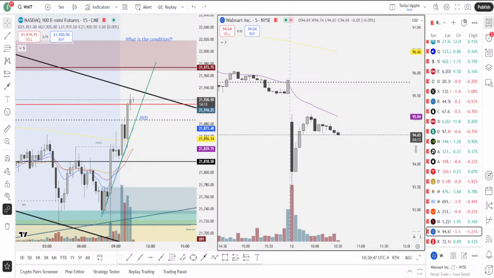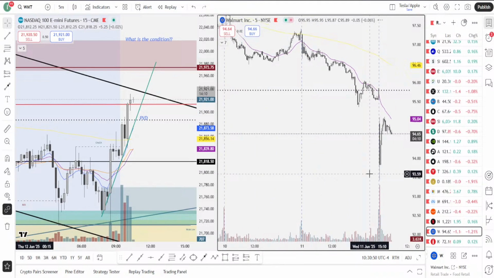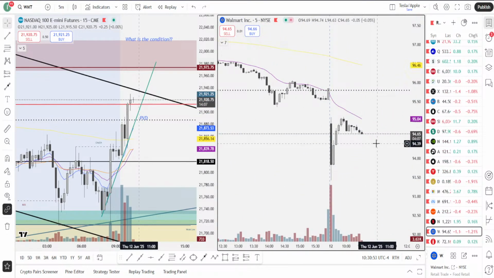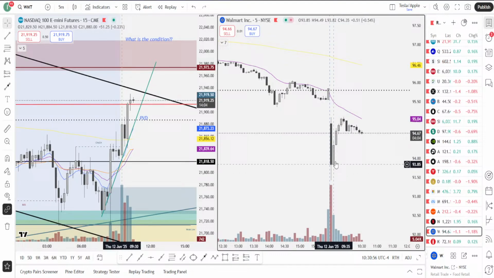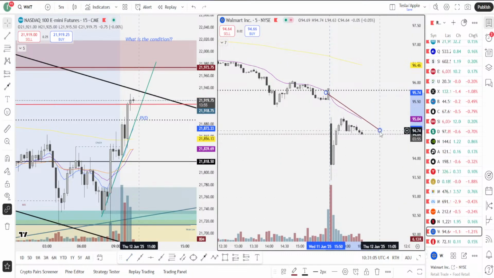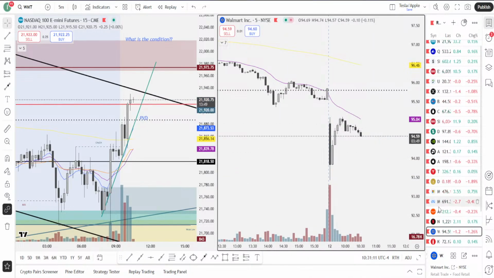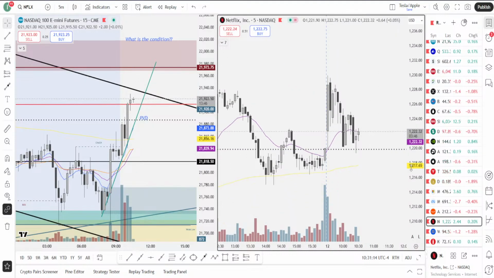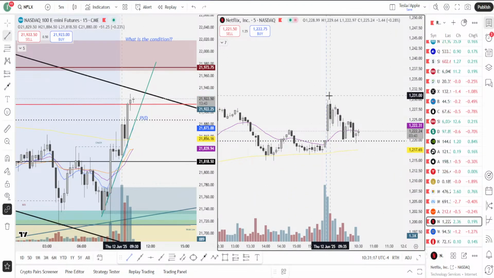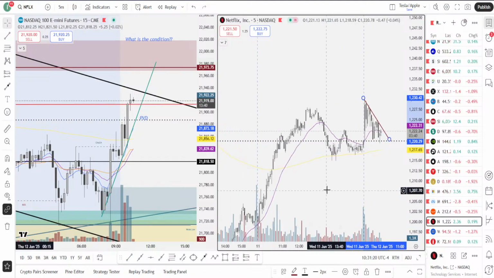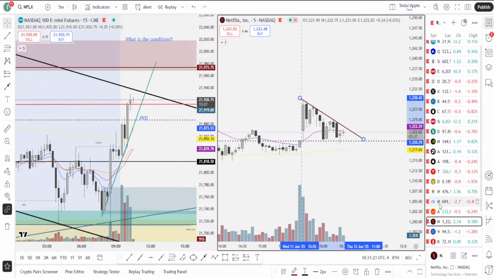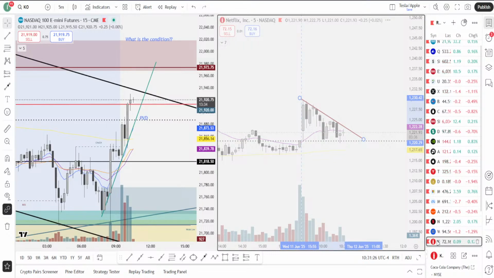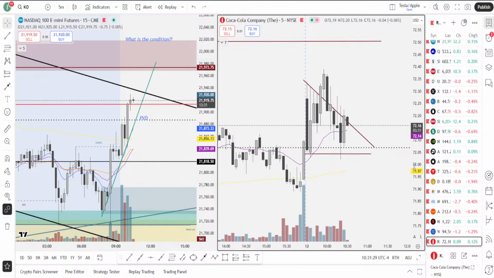So we got Walmart. Walmart gapped down overnight. And we saw a retracement, full retracement of this move down here at open. But staying below the 21 EMA, so the shorts are in favor, that's for sure. Netflix is kind of like Coke. We got the same trend line here, same range. And if you look at Coke, it's kind of like the same setup, same thing, same idea.